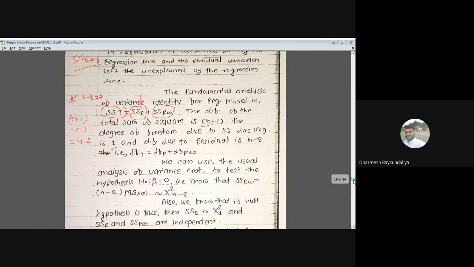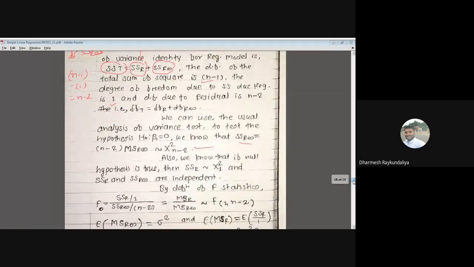And we know that MS due to residuals is nothing but the sum of square due to residuals divided by the degree of freedom. The degree of freedom is n minus 2. So we know that the sum of square due to residuals follows the chi-square with n minus 2 degrees of freedom. So now our basic idea is that we wish to test H naught: beta 1 equal to 0.